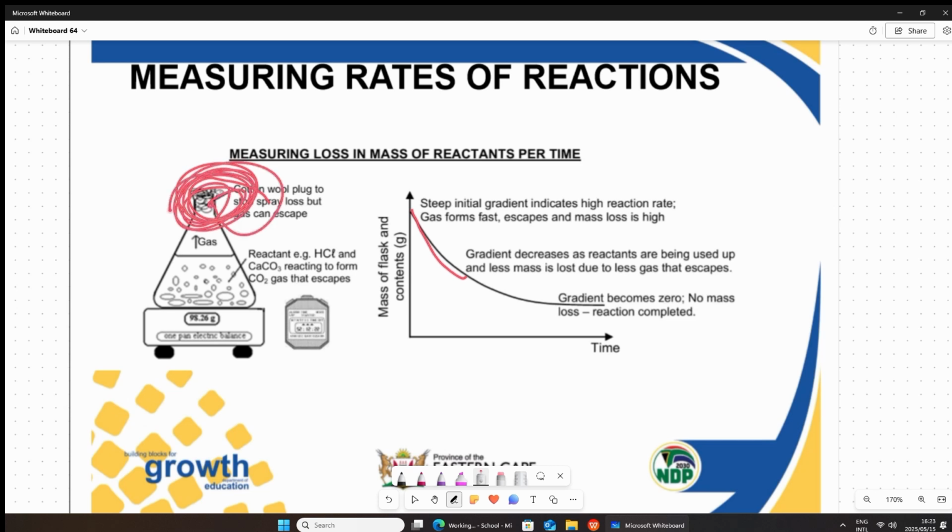If the gas does not escape in this case, however, even though it does not escape, the amount of the reactants is going to decrease because product is being formed. Now the graph is starting at a higher peak and it decreases over time. What does this tell us? This tells us that this is a graph that shows the amount of the reactants over time. So this is the mass of the flask and the contents at the beginning, and then it decreases over time.